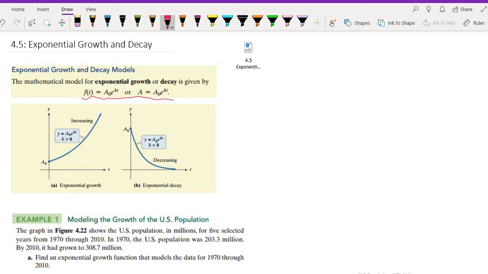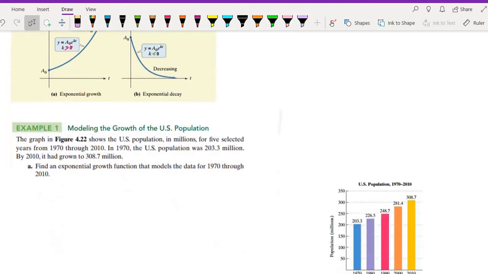So here we have the graph. When k is greater than 0, that means we're going to have an increasing graph. If k is less than 0, then we're going to have a decreasing graph. That means it's decay. Okay, one's growth, one's decay. Alright, let's take a look at example 1.